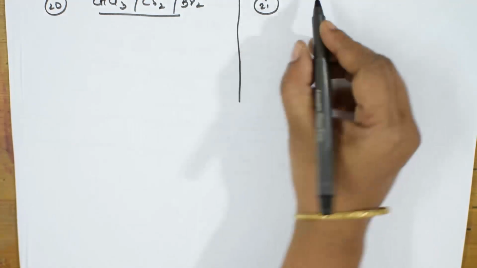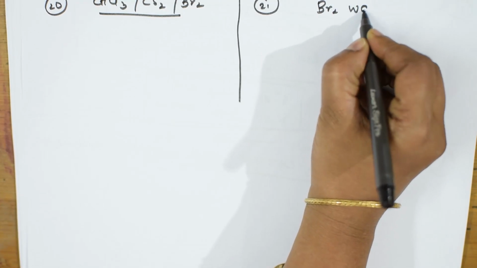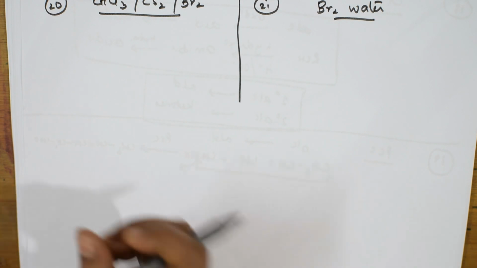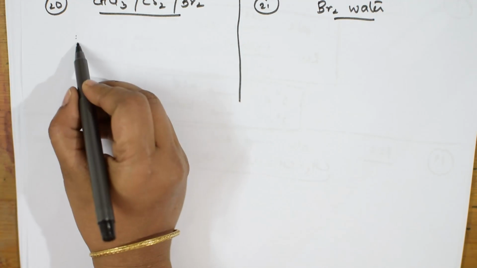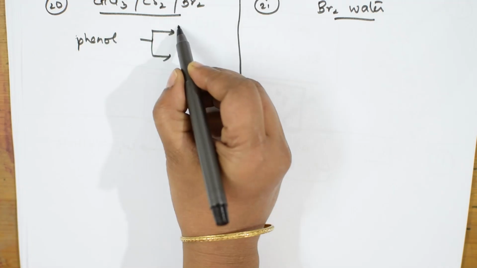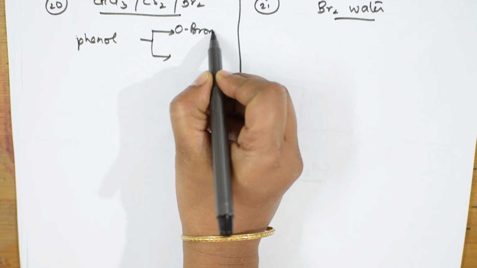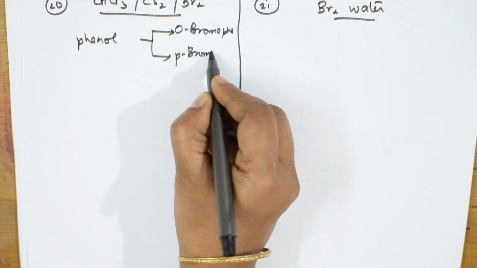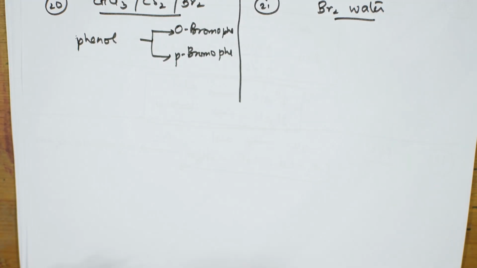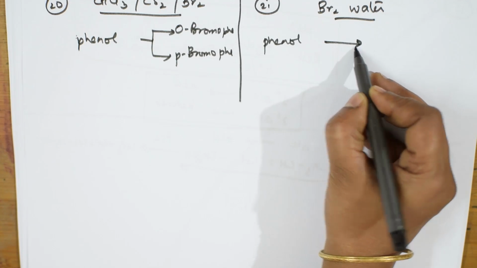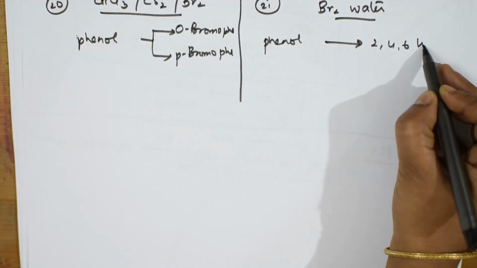If bromine water is there in the reaction, both are bromine only, but here the solvent is different. If bromine water is a reagent, see here, phenol gets converted into two products. One is orthobromophenol and one more is parabromophenol. Suppose if bromine water is there, phenol directly gets converted into 2,4,6-tribromophenol.